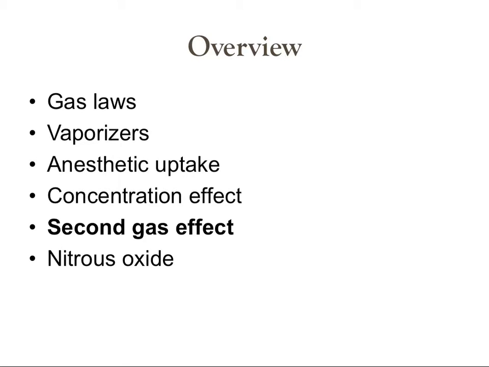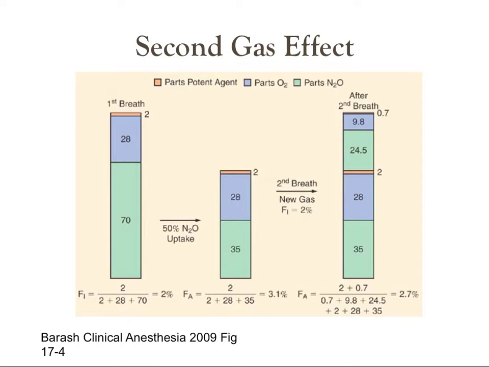Next, we'll talk about the second gas effect. And this is when there's a potent anesthetic combined with nitrous oxide. So consider administering 2% of a potent anesthetic in 70% nitrous oxide and 28% oxygen. In this case, nitrous oxide, with its extremely high partial pressure, despite low solubility, partitions into the blood more rapidly than the potent anesthetic, decreasing the alveolar nitrous oxide concentration by some amount. Let's say for this example 50%.